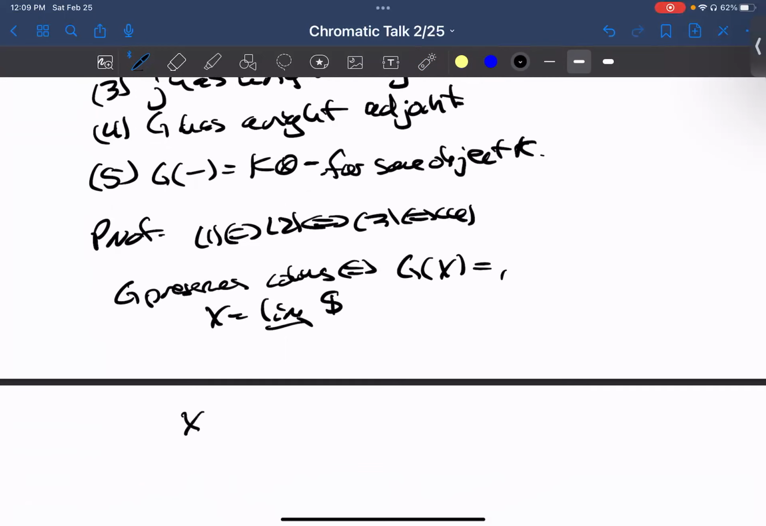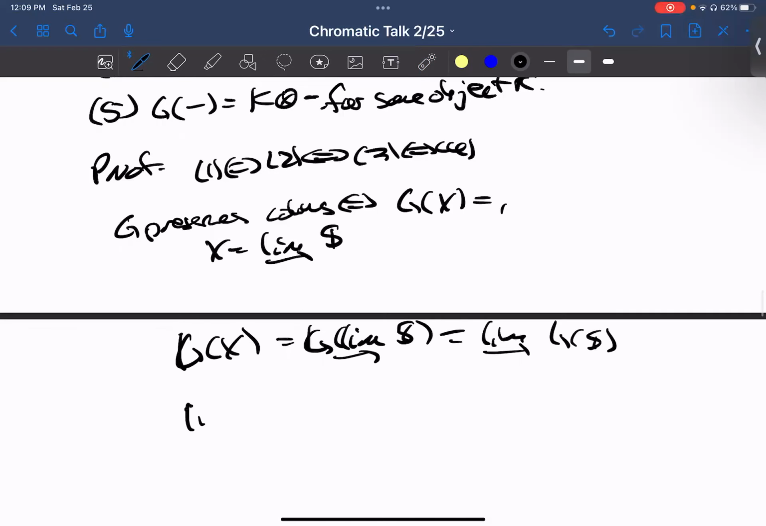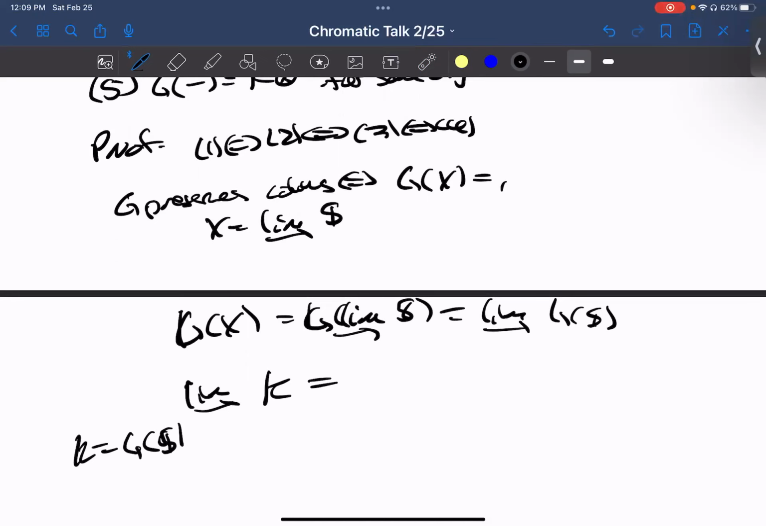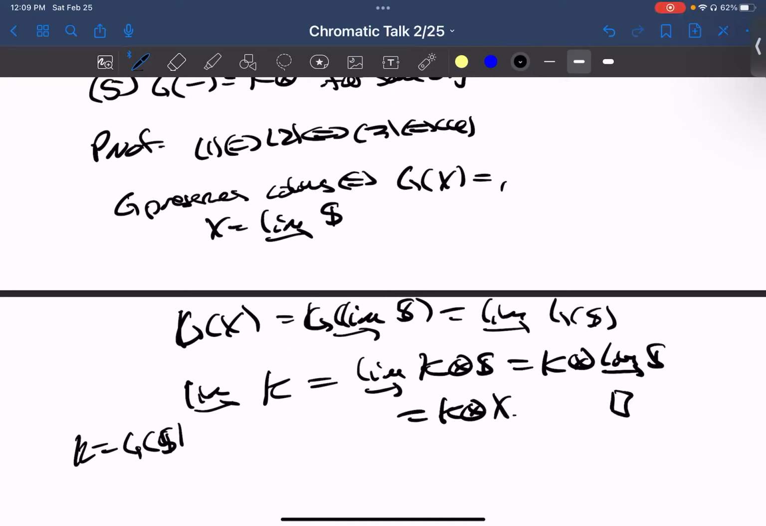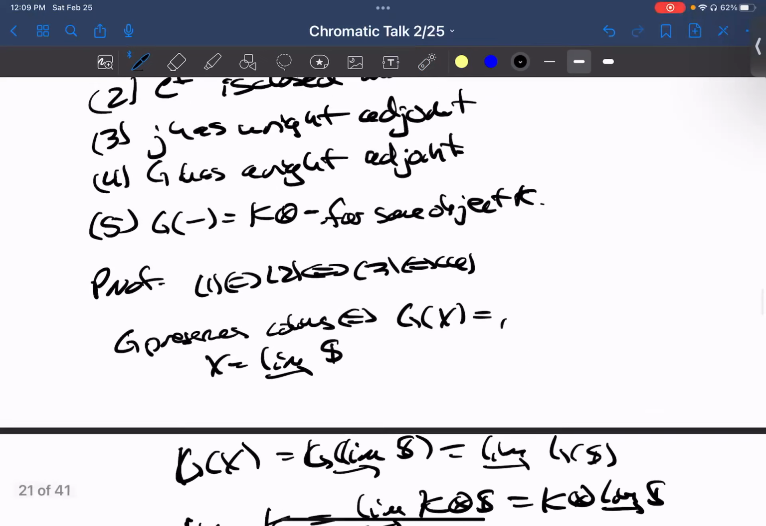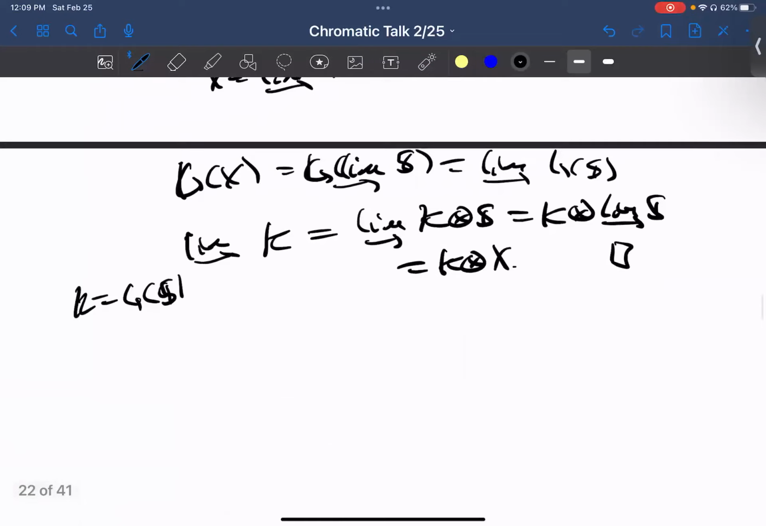Then what we have here is that G of X is G of this colimit, is the colimit of G of S, is the colimit of K, where we're defining K as G of this sphere spectrum, which is the limit of K tensor S, and then we can just pull the limit into the tensor product. And then this is just K tensor X. And conversely, the tensor product commutes with colimits, so 5 implies 4. All right.